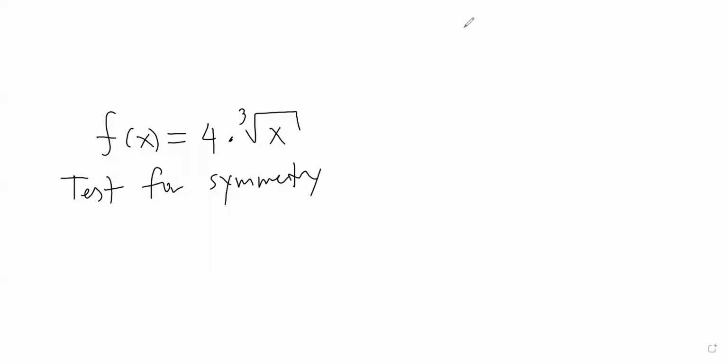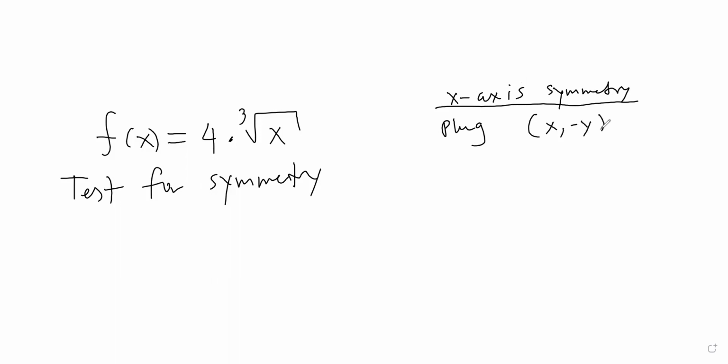Now I'm going to start with the x-axis symmetry. So to test for x-axis symmetry, we're just going to plug x, negative y into the function, and then check if we're getting the function back, right? So this is our y value. Okay, so let's plug it. So x is going to be plugged in x, negative y is going to be plugged in negative y.